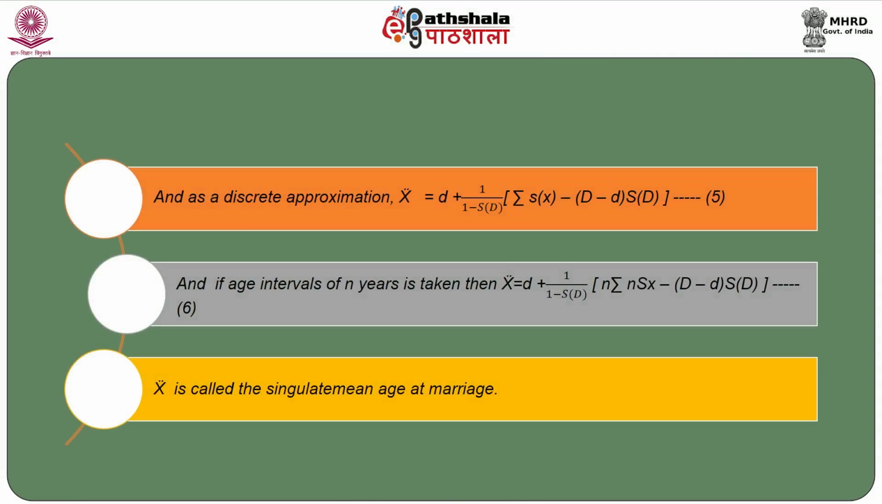Let us move to the next slide. Here we are talking about a discrete approximation. Formula 5 and formula 6, you can have a closer look at them, and formula 6 is the formula for the singulate mean age at marriage.